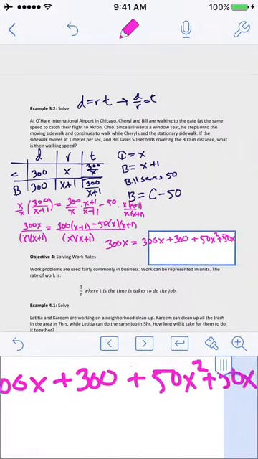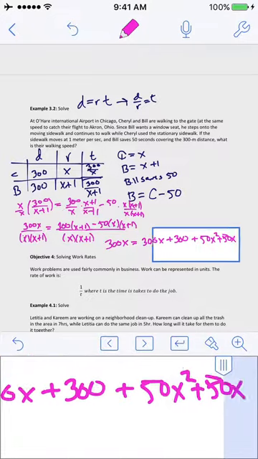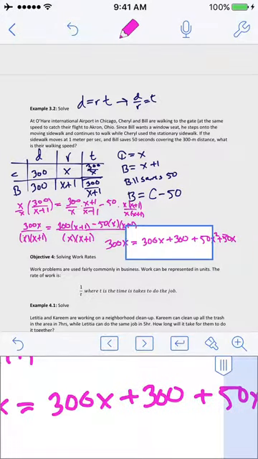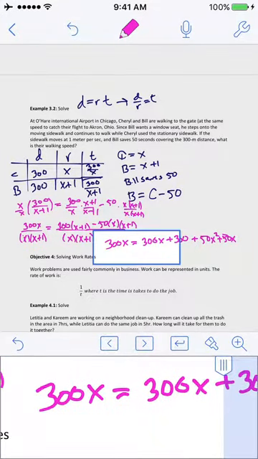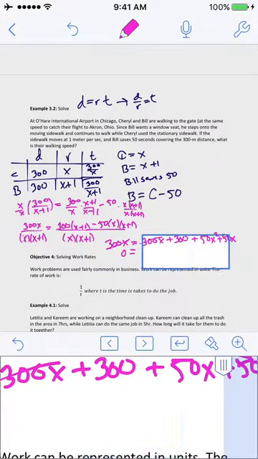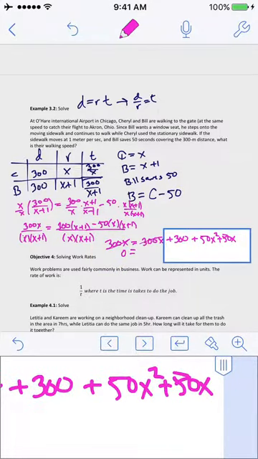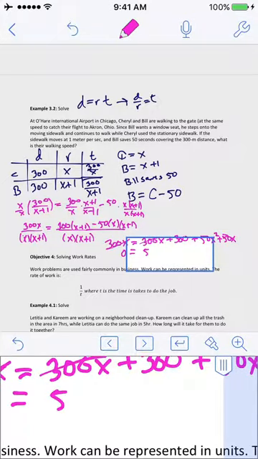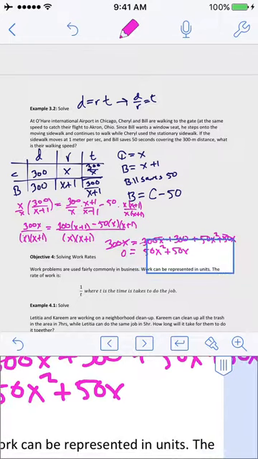Lots of stuff to combine. I have 300x on both sides, so those cancel. I end up with this equals 0. Now I have 50x squared plus 50x plus 300.